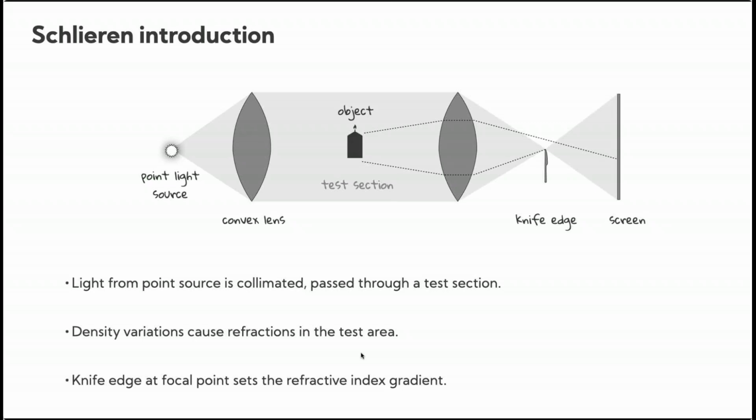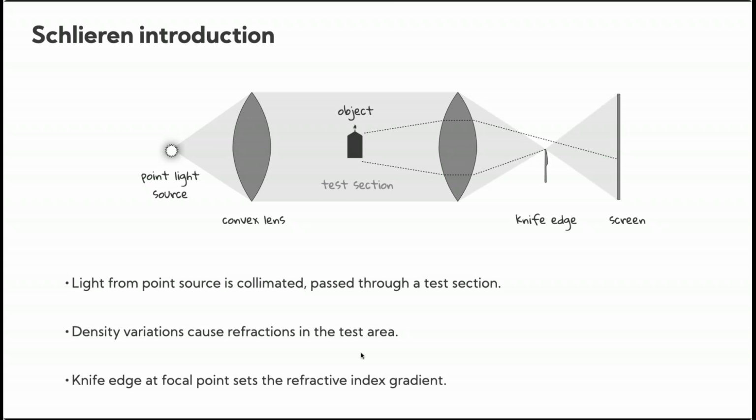And what the knife edge does is it determines the direction of the refractive index that's captured. So if you have a horizontal knife edge, you're effectively going to capture refractive index variations along the horizontal axis. And if you have a vertical knife edge, you're going to capture refractive index gradients along the vertical direction. There's a similar idea behind shadowgraph, except that the distinction between Schlieren and shadowgraph is that with shadowgraph you're looking at the second derivative, whereas with Schlieren you're primarily interested in the first derivative.